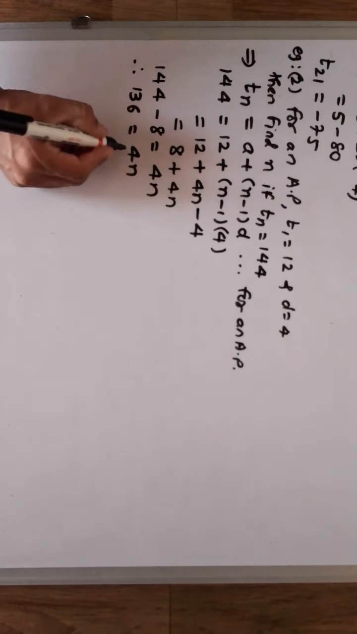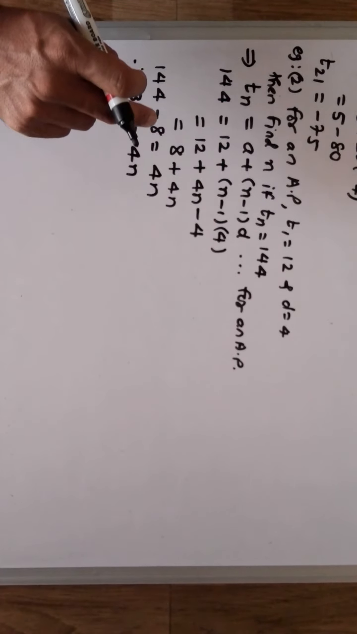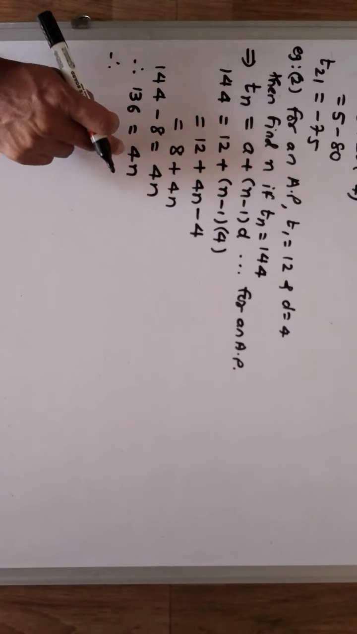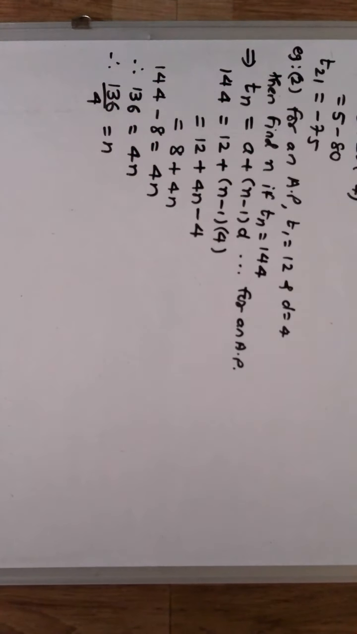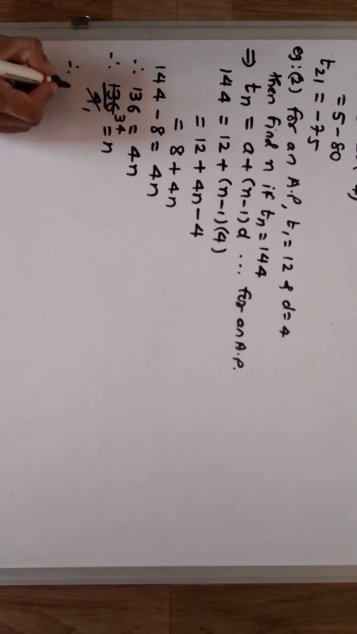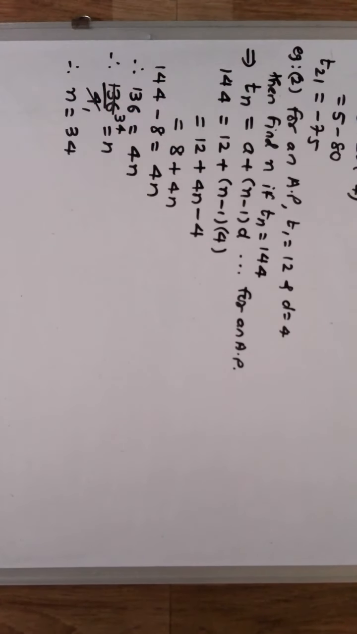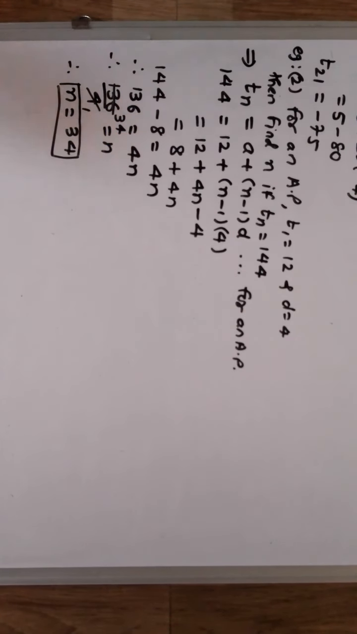Right? So between 4 and n there is multiplication. So when I break it, I want to find n, so 4 will come this side and it will become division. So it is 136 divided by 4, that is equal to n. So 4 3s are 12 and 4 4s are 16, so your n will become 34. The value of n is 34. Very simple. Nothing to think.